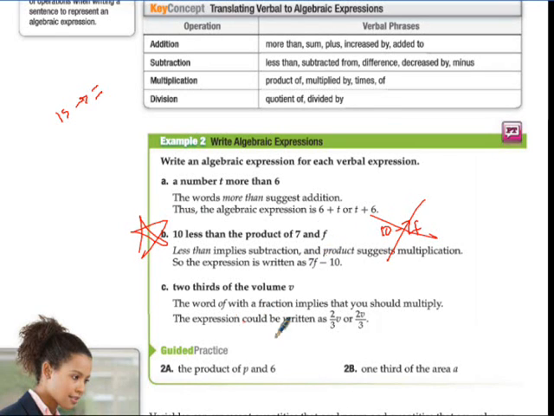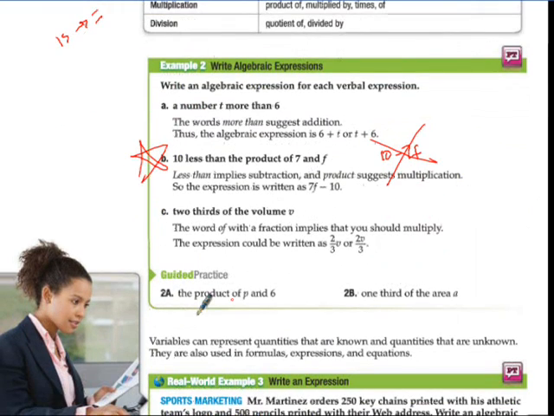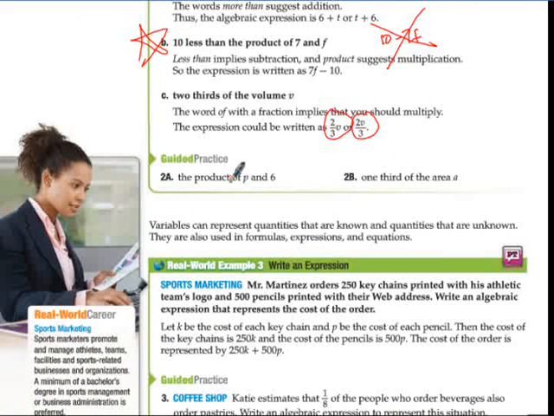You just have to make sure that the grammar matches the math, actually. So 2/3 of the volume V would just be 2/3 V. You can write it like that or that. They're both correct. Okay, take a second, pause the video here, see if you can get some answers for 2A and 2B. Go ahead and pause the video now.